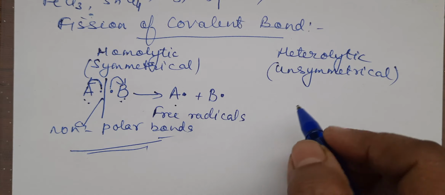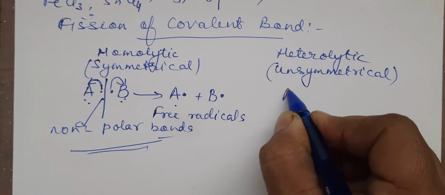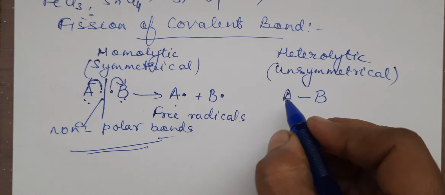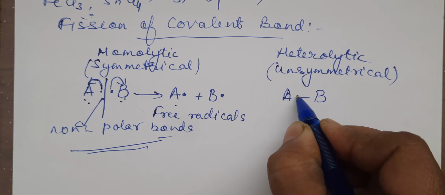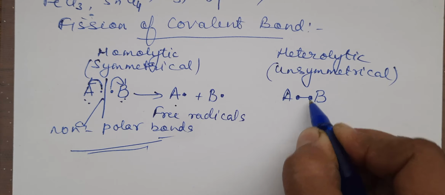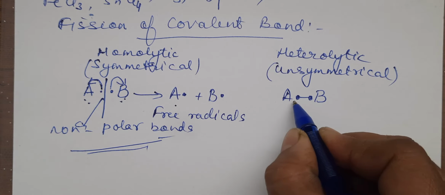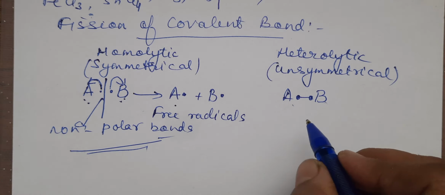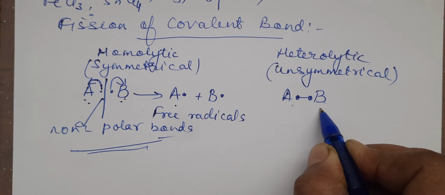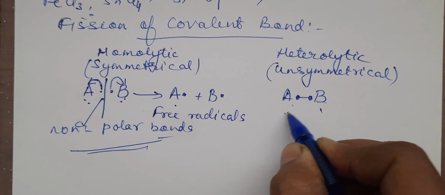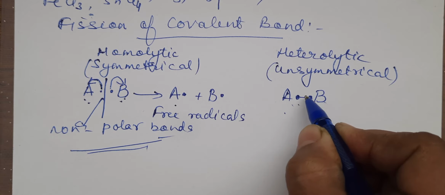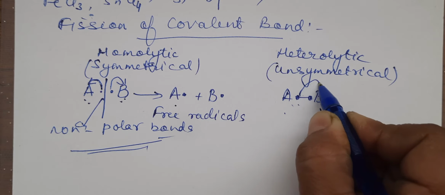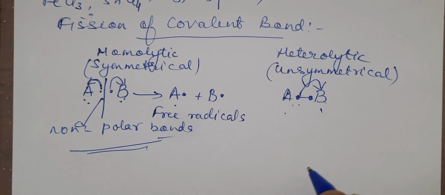Now, heterolytic fission. Let me take an example and then explain. Suppose you have a covalent bond between two atoms A and B, and this bond is definitely made up of two electrons. And if there is a difference in the electronegativity of the two combining atoms A and B, suppose B is more electronegative than A. If B is more electronegative, what will it do? It will take both the electrons. So both these electrons will be shifted towards B only.